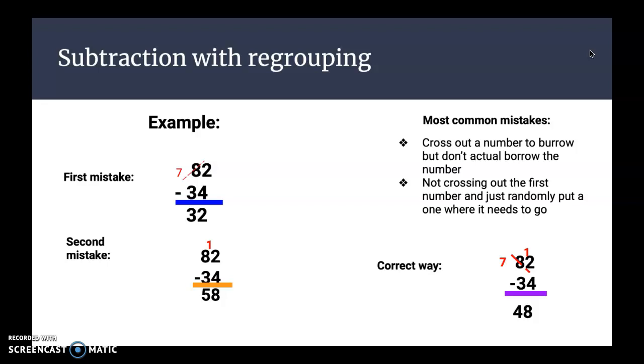Then solve the problem. So 12 minus 4 equals 8. Then moving it over to the left, 7 minus 3 equals 4. Coming to the answer, 48.